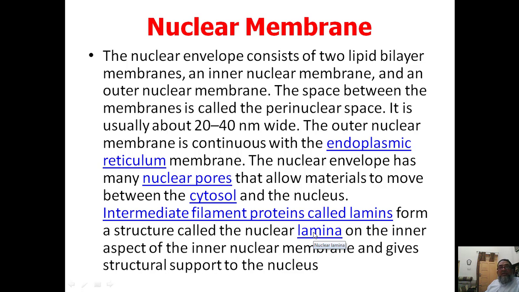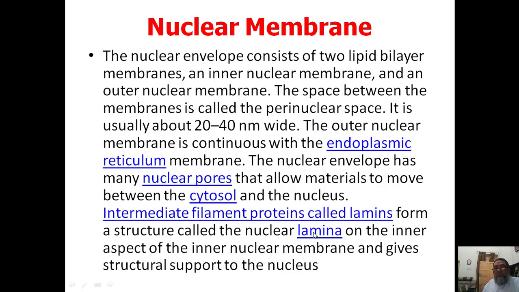Now what is the nuclear membrane? The nuclear membrane consists of two lipid bilayer membranes, an inner nuclear membrane and an outer nuclear membrane. This is the same as that of the mitochondria, but the membranes are like that of the plasma membrane, that is, lipid bilayer. The proteins are sandwiched, as in the fluid mosaic model you know very well. The space between the two membranes is called the perinuclear space. It is usually about 20 to 40 nanometers wide.